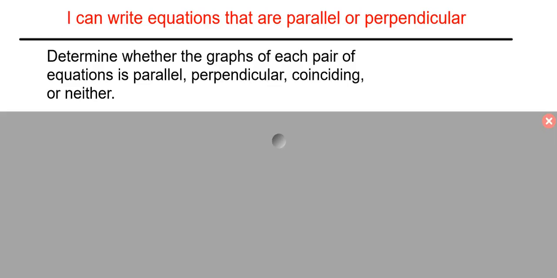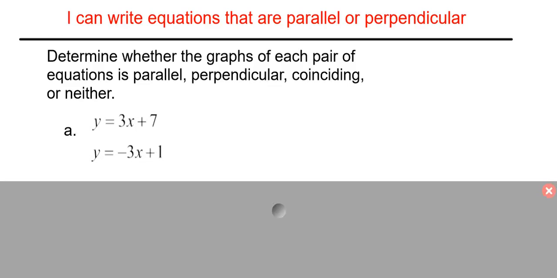Next thing we're going to do here is go through a couple examples. Determine whether the graphs of each pair of equations are parallel, perpendicular, coinciding, or neither. So basically we're going to go through the three terms we just talked about, and if we can't match any of those, then we will settle on neither, and that is always a possibility.